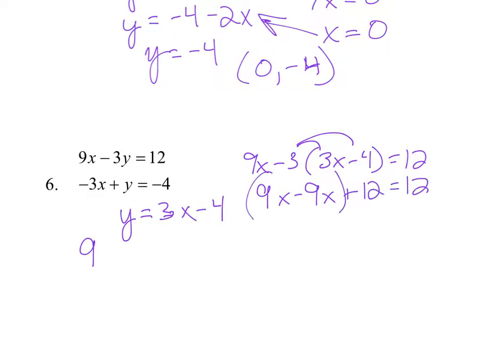Well, those add to 0, don't they? So I end up with this very odd thing. The best way to remember what this answer means is, when does 12 equal 12? The answer? Always. Forever. 12 will always be 12. Otherwise, it wouldn't be 12. So that means if it's always true, then you have infinite solutions. Basically what that's telling you is that they are the same line.